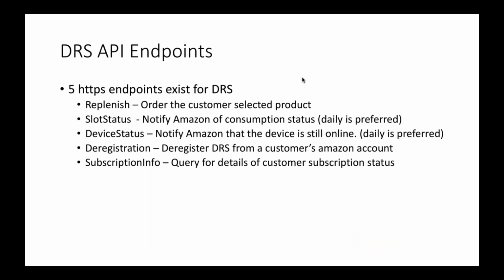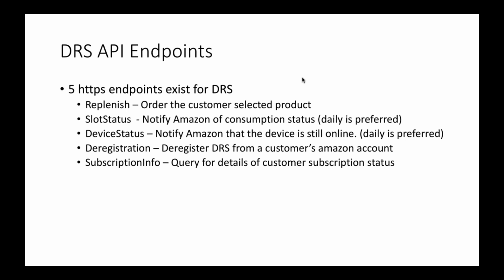Next, let's talk a little bit about the DRS API endpoints. You can see we have 5 HTTPS endpoints for DRS. Replenish is the first, very simple endpoint. It requires the access token and the slot that you wish to replenish. Critical to understand here is that the product that the customer selects doesn't have to be specified by the developer. For security purposes, we keep that information available on our side, so the customer knows what they selected, we know what they selected, and the developer simply has to indicate which product it is that they are requesting to be replenished, which slot, I should say.